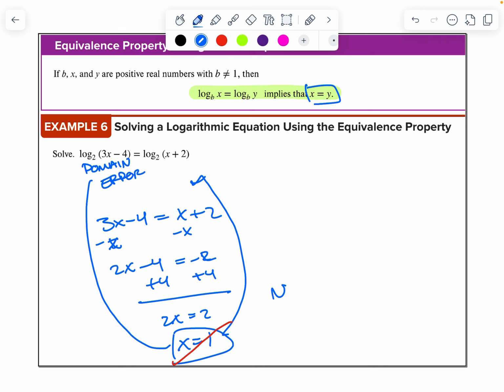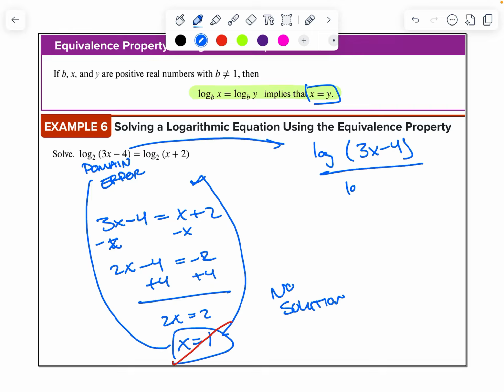For every logarithmic equation, you should check your answers. Remember, the way that I would type this in the calculator is log of 3x minus 4 over log 2. Our calculator doesn't have a log base 2 button, so we have to use that change of base rule to check it. So that'd be log of 3 times 1 minus 4 divided by log 2. That's exactly what I'm going to type in my calculator right there, and it gives me a domain error.